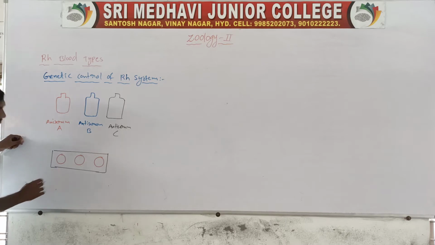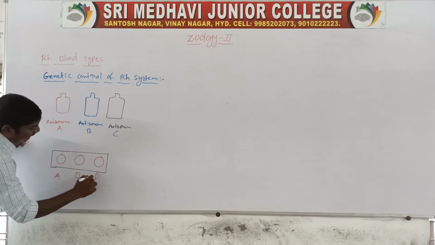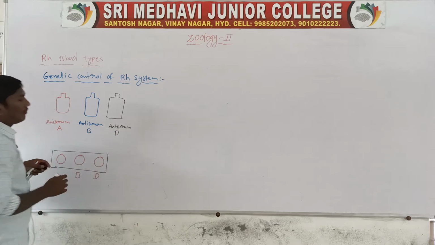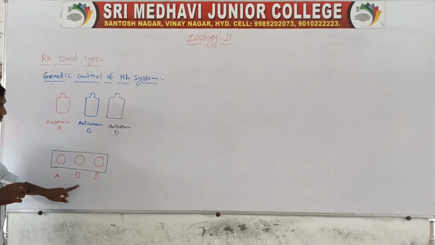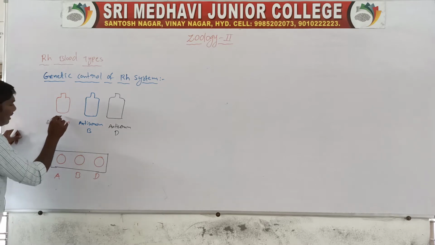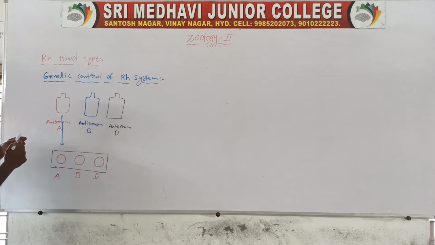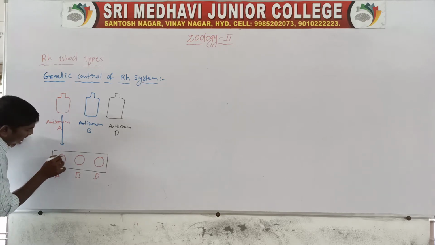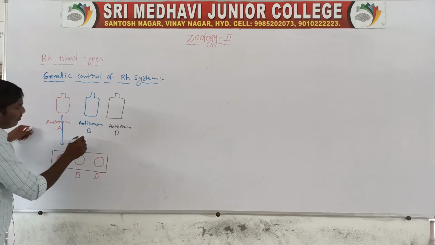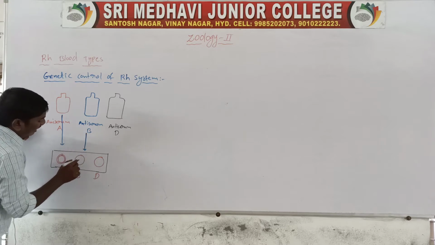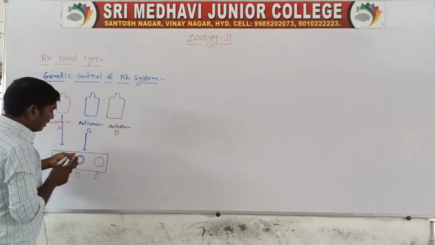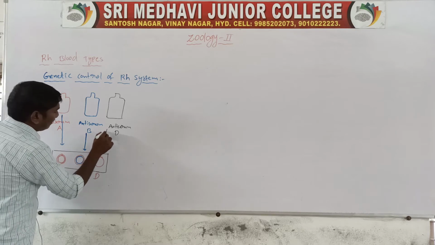Mark the slide A, B and D. In the A blood sample, add anti-serum A, which is red in color. Next, add anti-serum B to the B sample, just 1 drop. Next, add anti-D to the D sample.